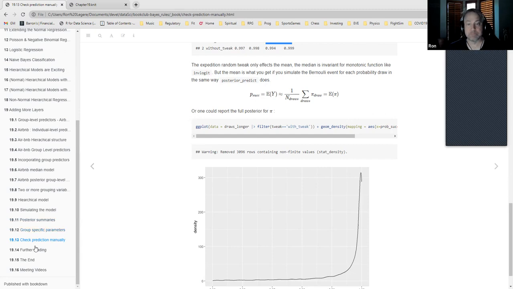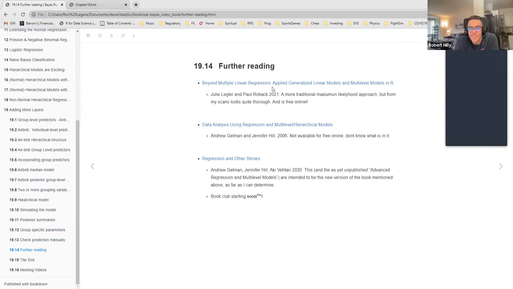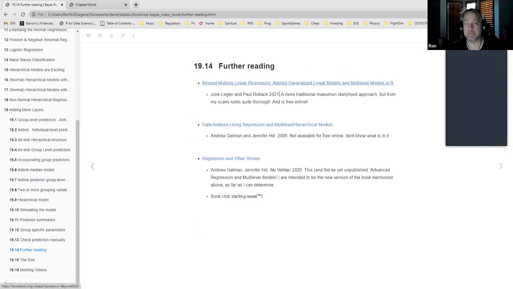Yeah. Speaking of follow-on books, I just wanted to point out that the book points out a couple of books for further reading. One of them is Beyond Multiple Linear Regression, which I actually looked at. It's pretty cool. It's mainly about multi-level models. It's not a Bayesian book though; it's a traditional maximum likelihood type approach. I did a quick scan. It looks good and it is free online, so I point that out. I'm not prepared to start any book clubs on that right away, but that's something to consider in the future.